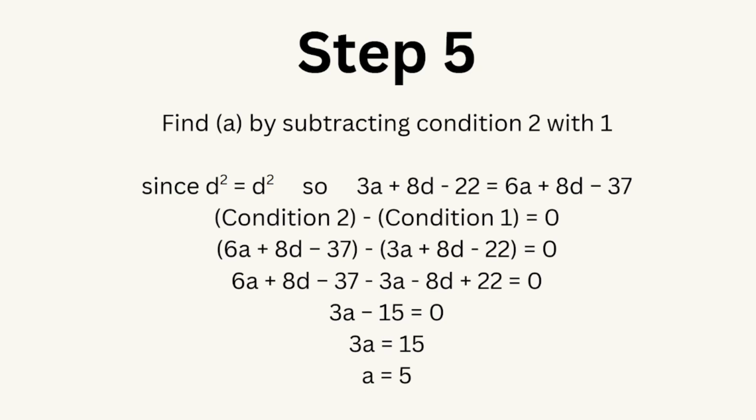And to find a, we need to subtract condition 1 from condition 2, which is 6a plus 8d minus 37 minus 3a plus 8d minus 22 equals 0. And to find a, we just need to simplify it, and then we get 3a minus 15. We move 15 to the other side, it becomes 3a equals 15, and a is 5. We are done with our first number.